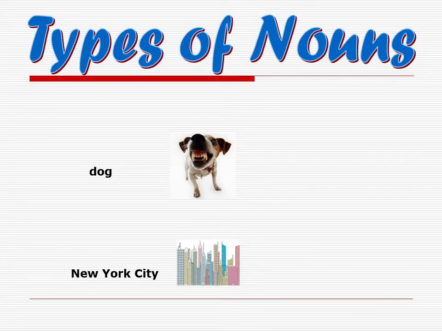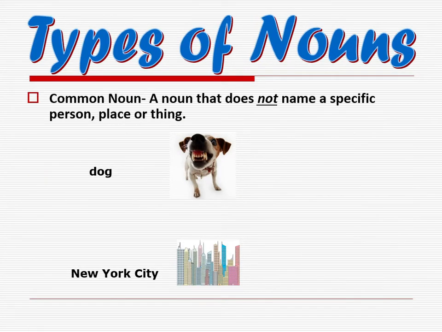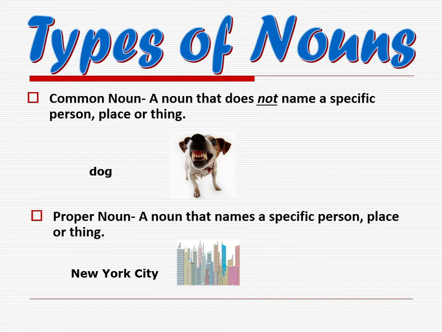So there are types of noun. There are 2 types of noun. So what are they? A common noun and a proper noun. A common noun is a noun that does not name a specific person, place, or thing. So the common noun does not specify any names, like the pencil, the dog, the book. So it does not specify the exact name.